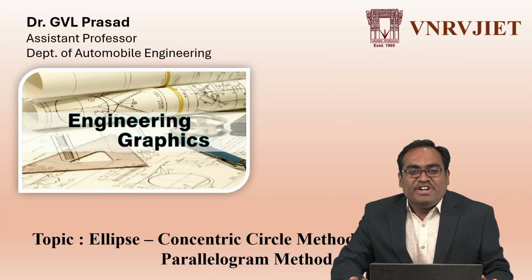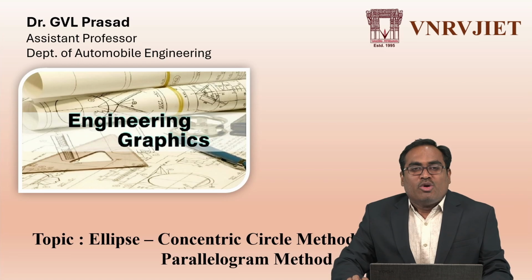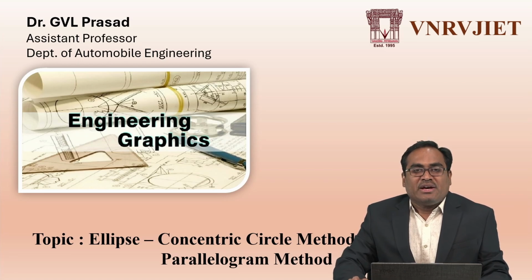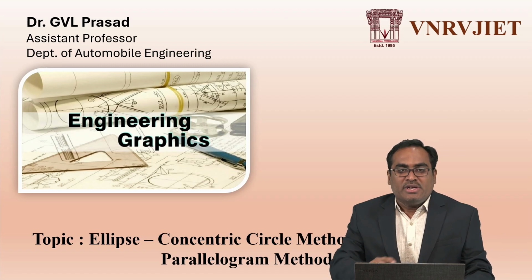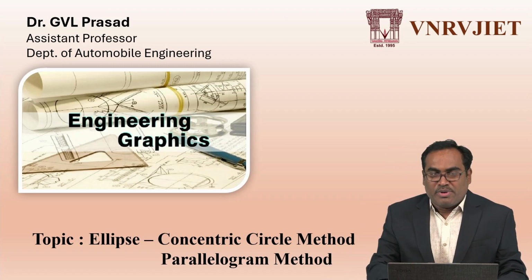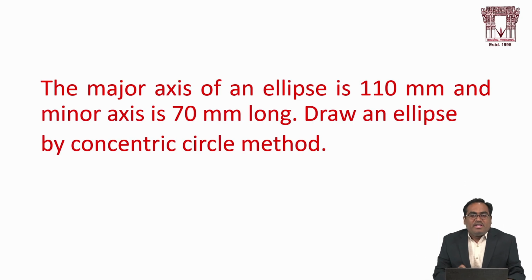Hello everyone. In this video, I'll explain how to draw an ellipse by the concentric circle method and the parallelogram method using AutoCAD. Okay, so we are going to see the problem now. So this is the problem. The major axis of an ellipse is 110 mm and the minor axis is 70 mm long. Draw an ellipse by the concentric circle method. This is the problem. Now I will go to the AutoCAD window.